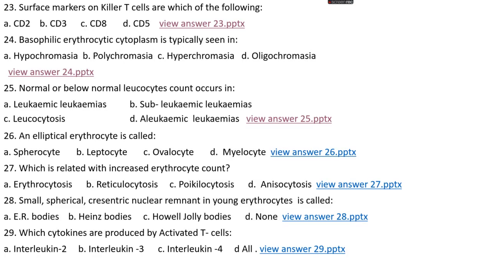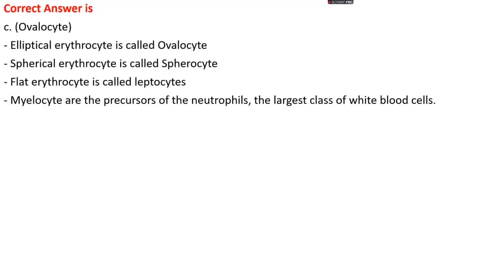Question number 26. An elliptical erythrocyte is called option A, spherocytes, option B, leptocytes, option C, ovalocytes, option D, myelocytes. The right answer is option C, that is ovalocytes. Elliptical shaped erythrocytes are called ovalocytes, while spherical erythrocytes are called spherocytes. Flat erythrocytes are called leptocytes, while myelocytes are the precursors of neutrophils. That's the largest class of white blood cells.